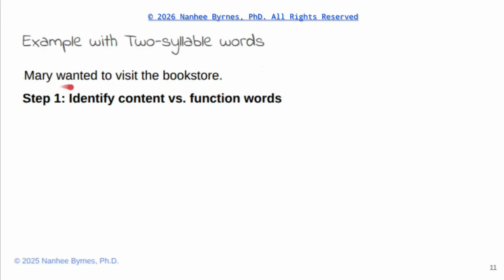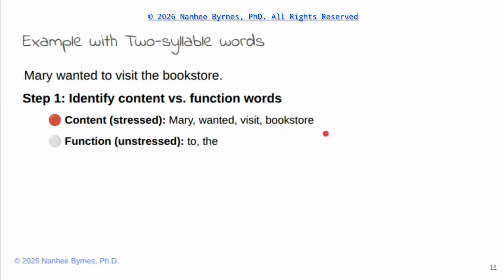Let's look at an example sentence. Mary wanted to visit the bookstore. Step 1, find content and function words. Content words, stressed, are Mary, wanted, visit, bookstore. Function words, unstressed, are to and the.